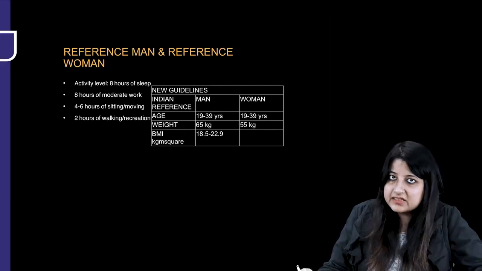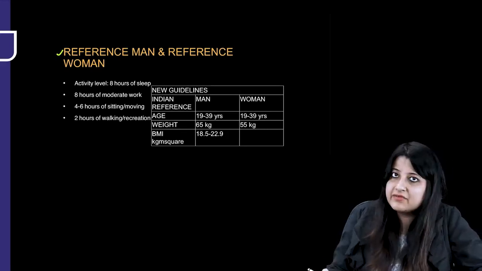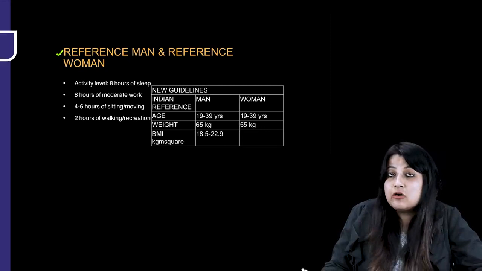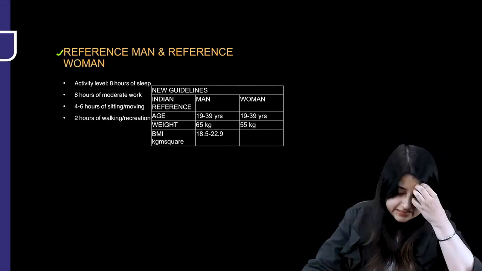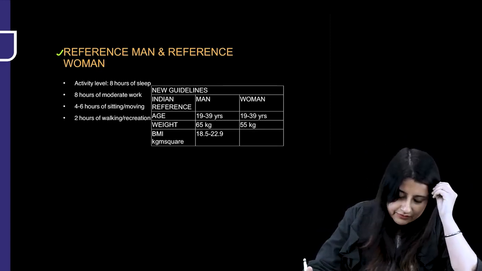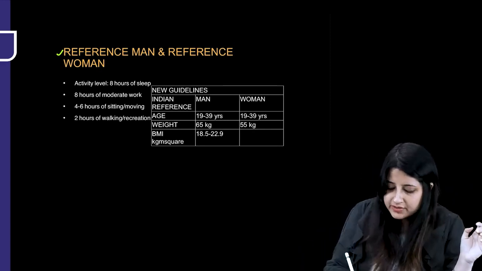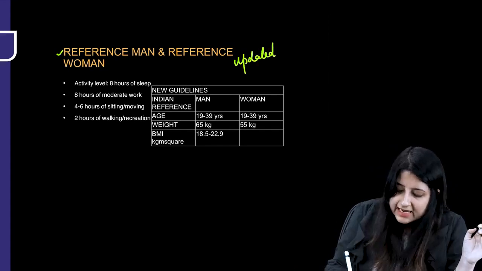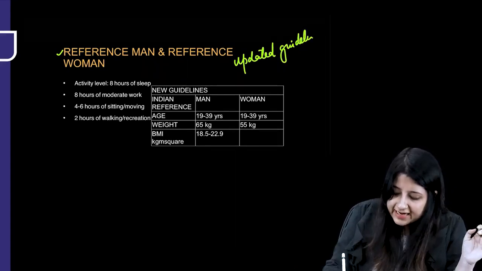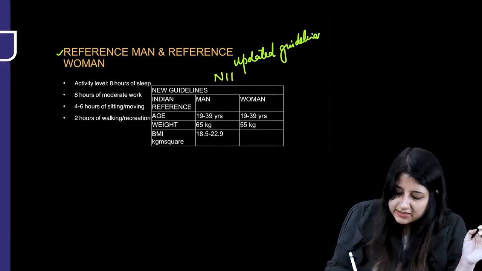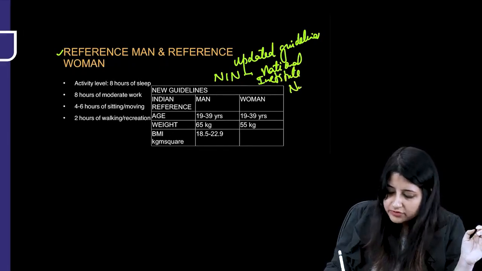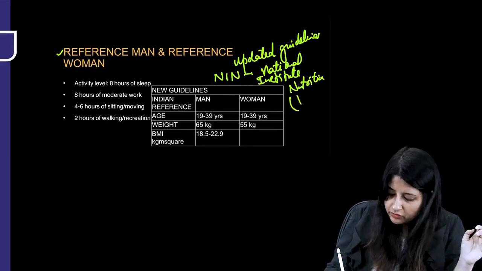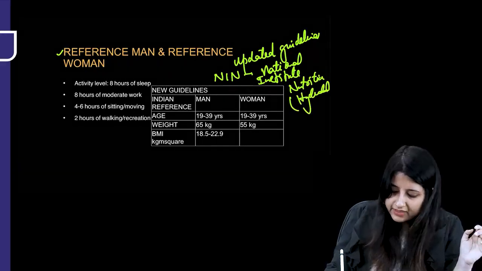So first thing that I've discussed in the main lecture also, who's a reference man and a reference woman. So recommended dietary allowance is always set for a reference man and a reference woman, and accordingly it is given. So just look at this, the guidelines for reference man and reference woman is very, very important. These are all the updated guidelines. These updated guidelines are based on what? National Institute of Nutrition, okay? This question can definitely come, National Institute of Nutrition. And where is the headquarters of National Institute of Nutrition? So we all know that is in Hyderabad, okay? So that is it, okay?